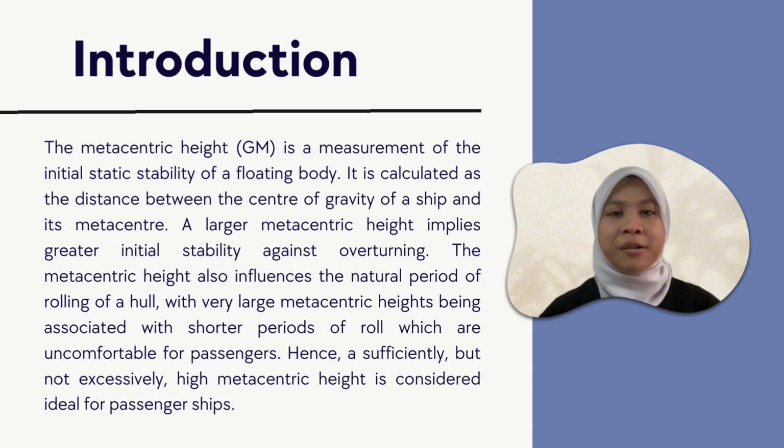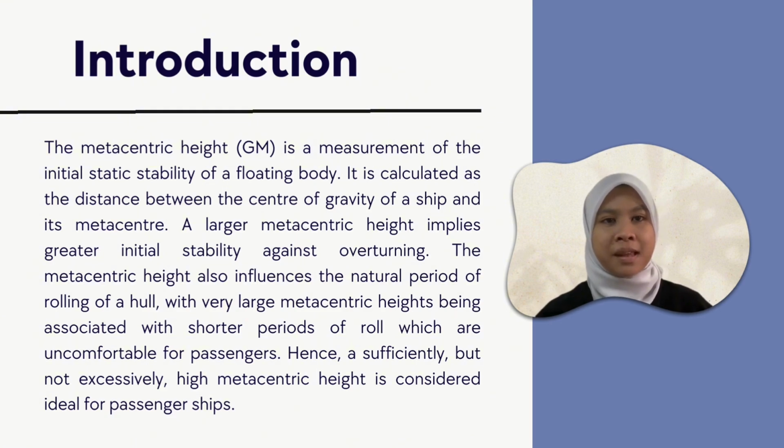Today I will talk about the introduction of metacentric height. Basically, the metacentric height, which is GM, is a measurement of the initial static stability of a floating body. It is calculated as the distance between the center of gravity of a ship and its metacenter. A larger metacentric height implies greater initial stability against overturning.